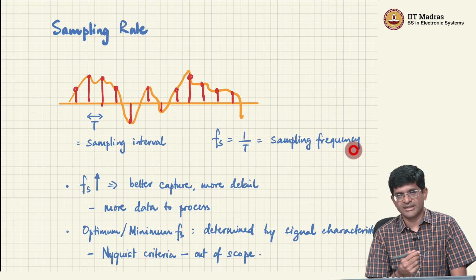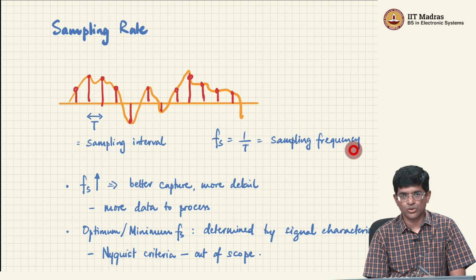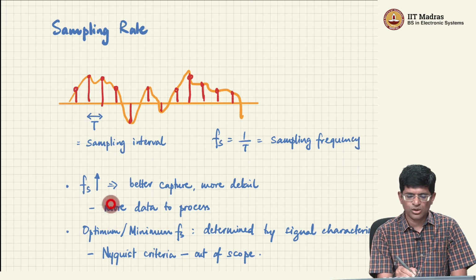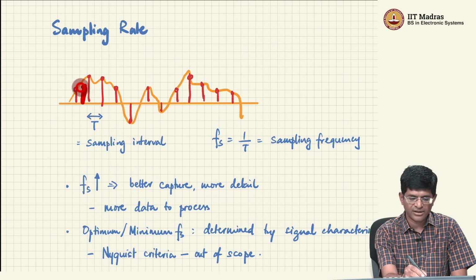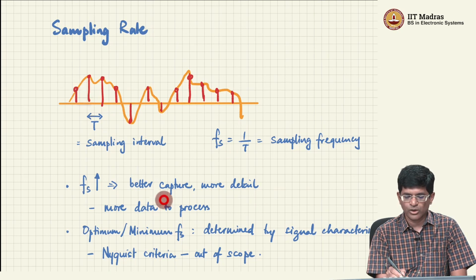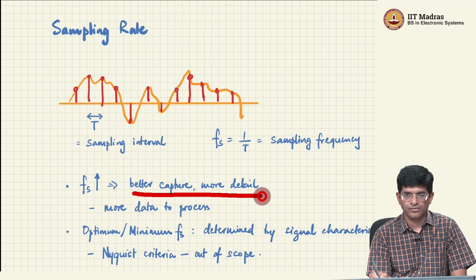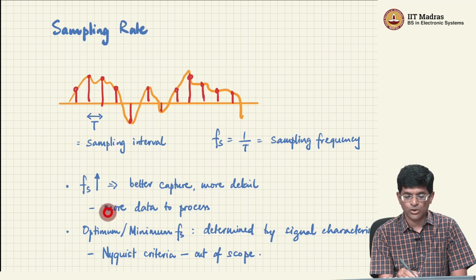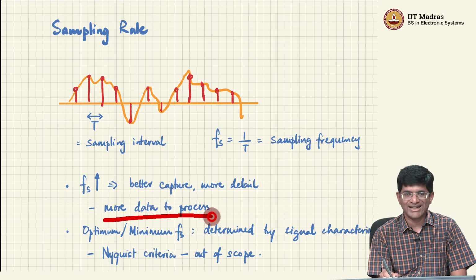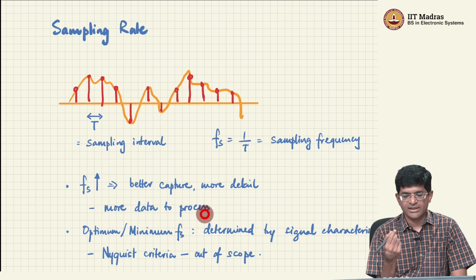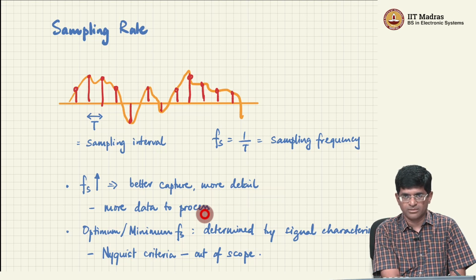The question we might ask is, what sampling frequency should I use in order to get a good picture of what the original signal was? And on the face of it, it looks as though, if you keep increasing this fs, that is, you keep decreasing T, you get finer and finer details over here, you will get better capture. The problem is you have more numbers to deal with, you get more data to process. So, you might say, hey, so what, I can't afford to lose any information.